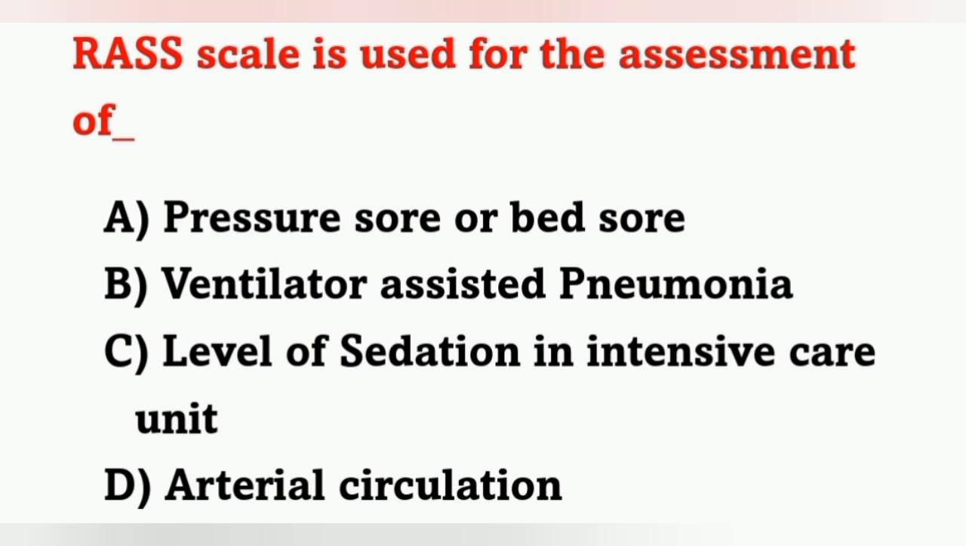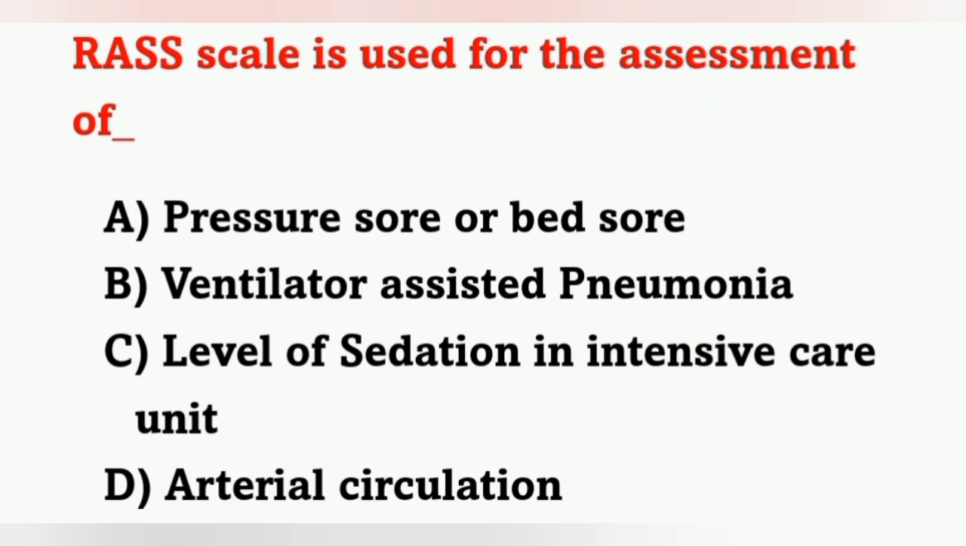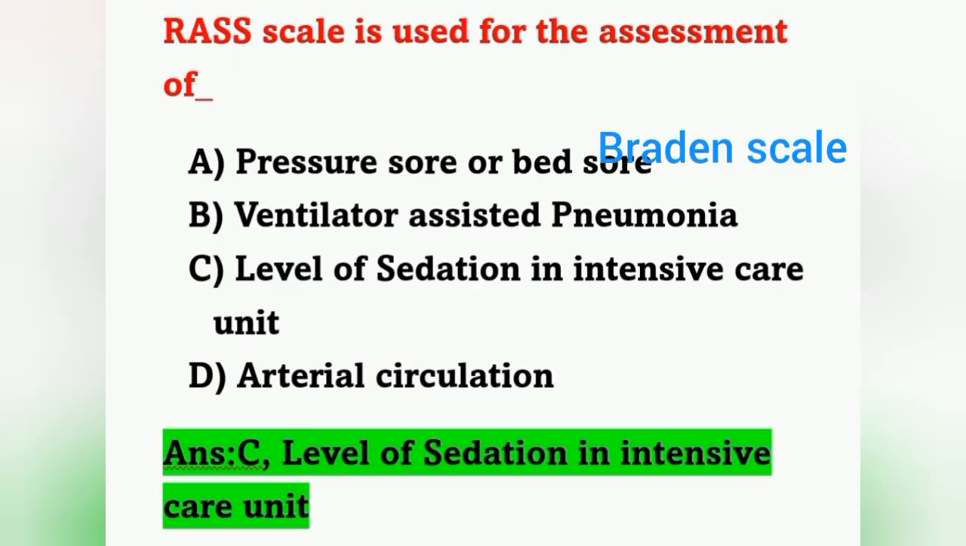RASS scale is used for the assessment of? Option A, pressure sore or bed sore. Option B, ventilator assisted pneumonia. Option C, level of sedation in intensive care unit. Option D, arterial circulation. Full form of RASS is Richmond Agitation and Sedation Scale. This scale is used to assess the patient's level of sedation in the intensive care unit. So here the correct answer is option C, level of sedation in intensive care unit.